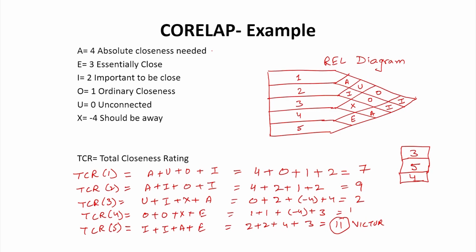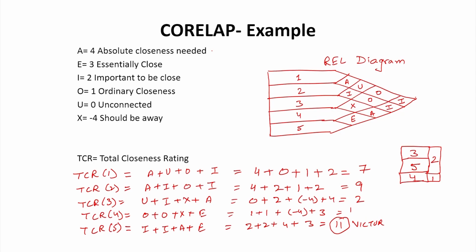And then there is a department which has an I between 2 and 3. There is a relationship of I between 2 and 5 also. So, I can place department 2 here, which has a close requirement with 3 as well as with 5. So, similarly, 1 requires closeness with 2. So, I can place 1 here also, because it requires to be close to this.